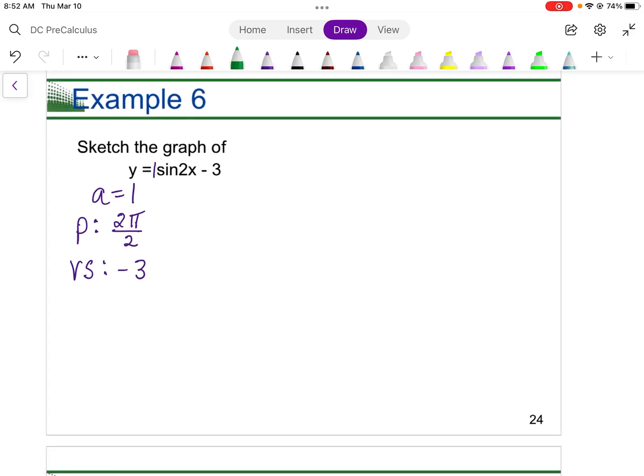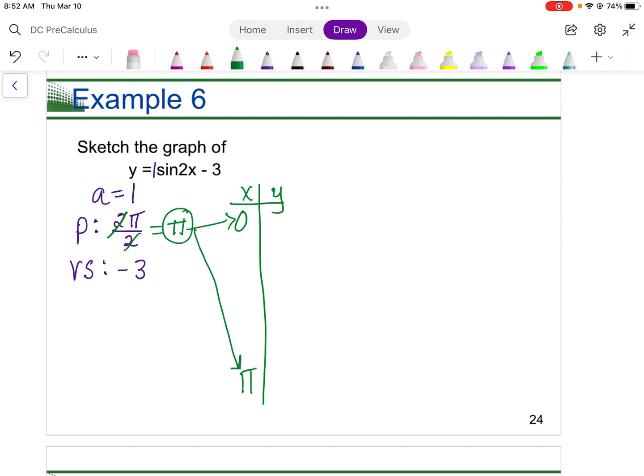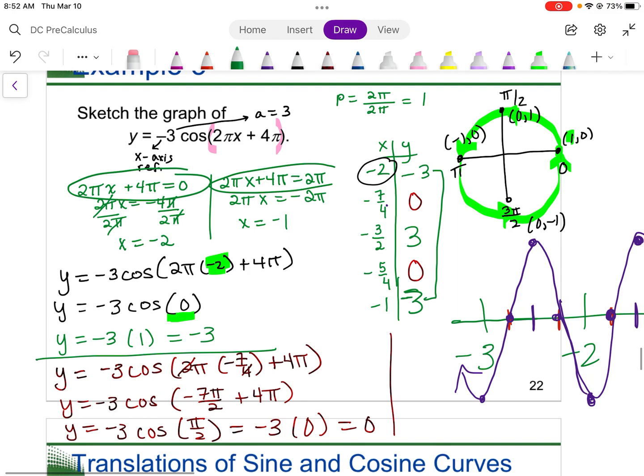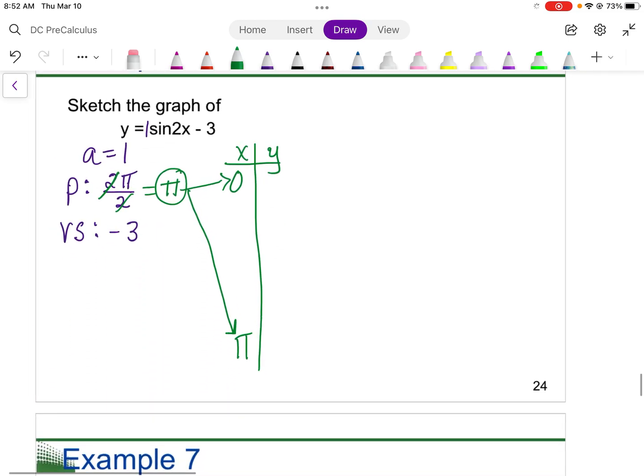When there's no phase shift, I'm simply going to go with, on my XY table, 0 to pi. So if my period is pi, then this is going to be 0 to pi. When I have a phase shift, then I have to go back and do what I did earlier, where I set these equal to 0 and 2 pi, and then they become where I start and end a cycle. But on our example here, we don't have a phase shift, so we're simply using the length of one period for our first and last x values.